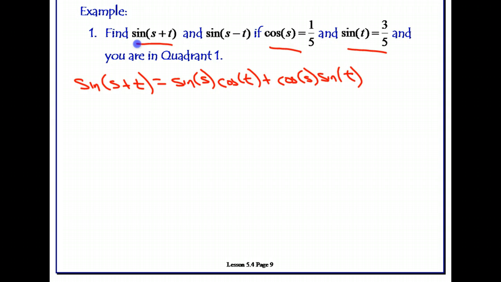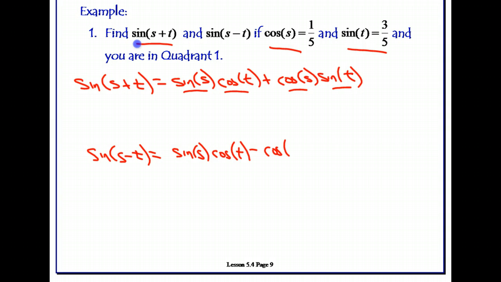As we've written it out, we realize there's 4 things we need to know, and they've only given us 2 of them. And so I might write out the second formula too while we're at it, and then we'll come back to both of these once we've done our work and found out the 4 pieces of information. So let's write out our second formula, sine of s minus t. That would go sine of s, cosine of t, minus cosine of s, sine of t.